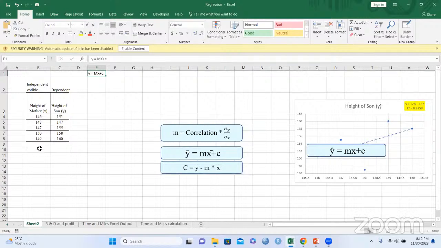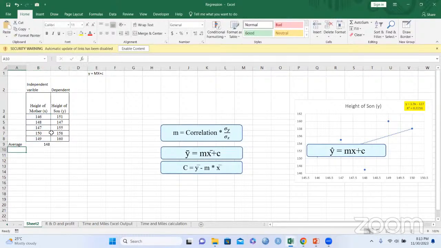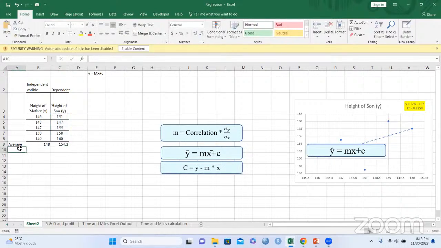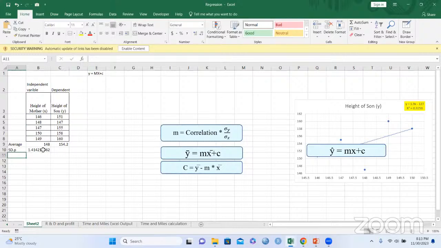Fine, no problem. We have to find out average values first. Since you know average functions, I'm just using the average function. This is the x variable average, and this is the y variable average. Now we have to find out standard deviation. I'm taking the total values, all the 5 values, so I'm using standard deviation for the population, first variable to last variable. The same thing will be extended for the Y variable also.